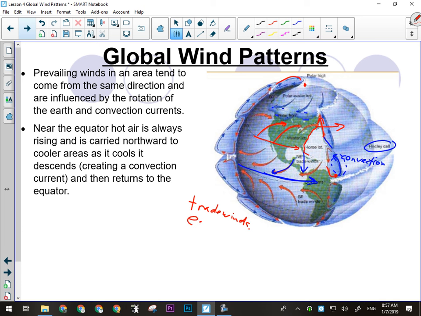So trade winds are easterly, and obviously the westerlies are westerly. Now, we name winds by the direction from which they come, not the direction they blow, because obviously a westerly wind actually blows east. We call it a westerly because it originates from the west. So winds are always named from the direction of their origin. All right, questions there?